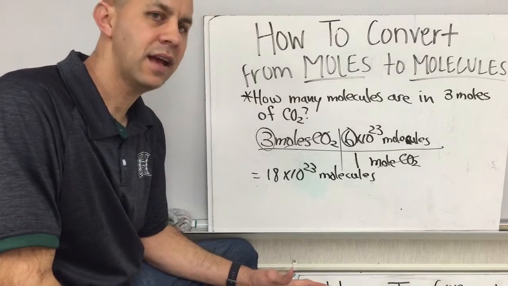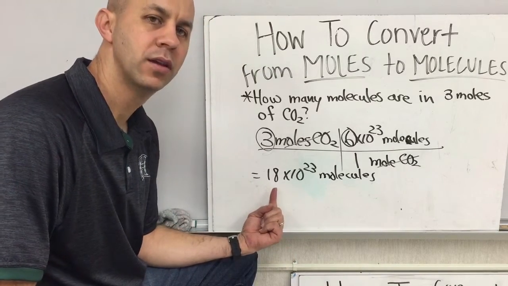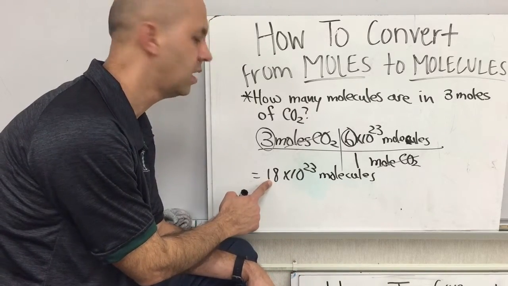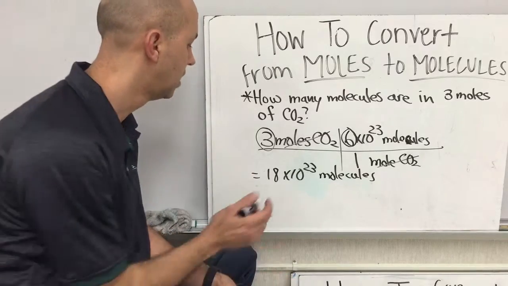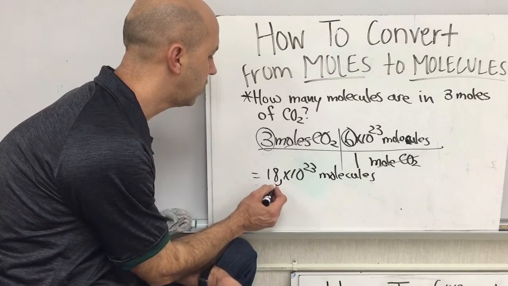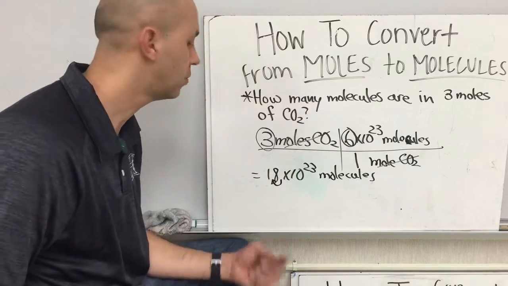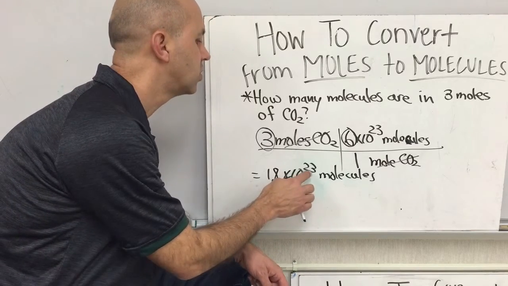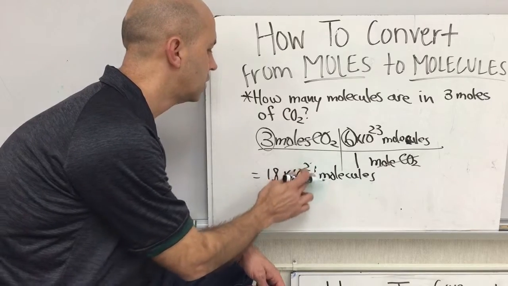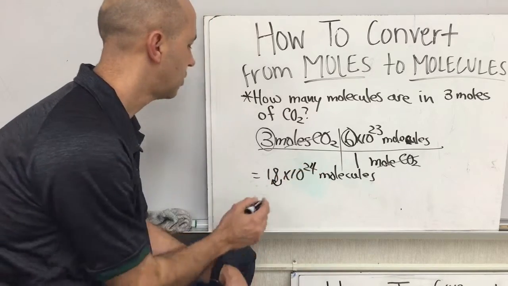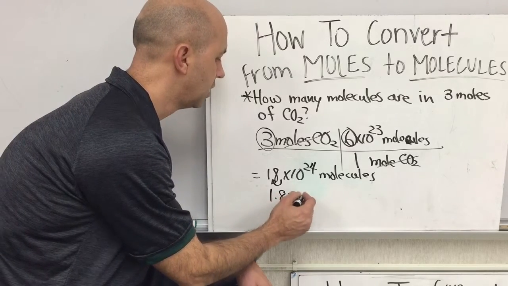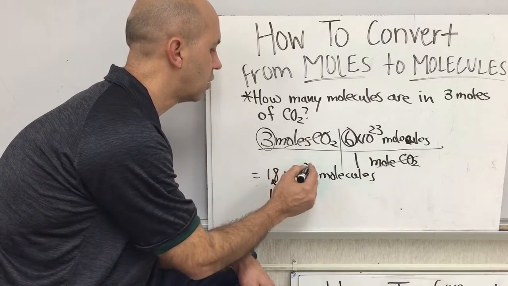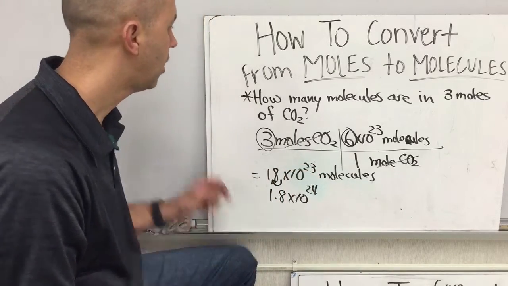Now, I can't leave it like that because that's actually improper format for scientific notation. So what I need to do is make this number less than 10 and greater than 1. And right now it's 18. So I'm going to make this number smaller by moving this over 1 step. So now the number's got smaller by a factor of 10. So I made this guy smaller by 1, so I have to make this guy bigger by 1. So now this guy is going to become 24. So my answer is 1.8 times 10 to the 24, because this guy used to be 18 times 10 to the 23rd. Make sense? All right.